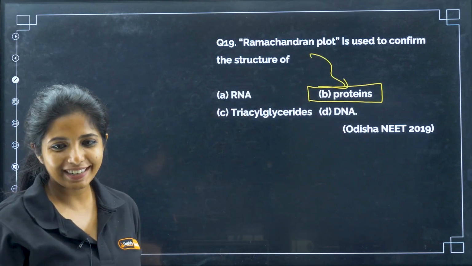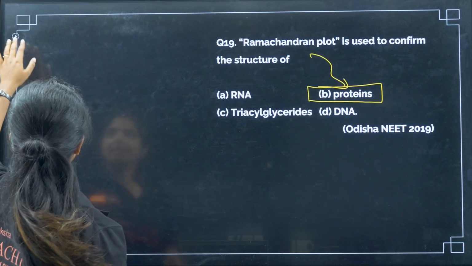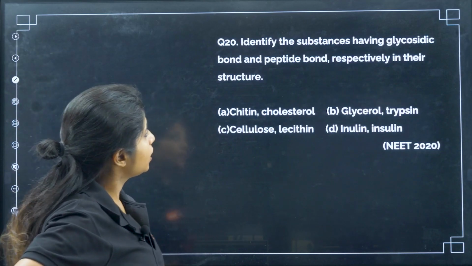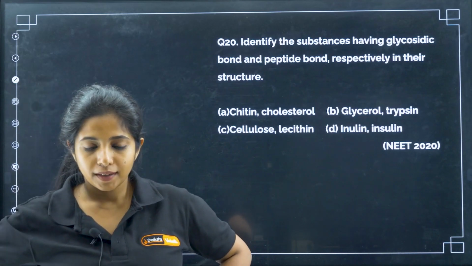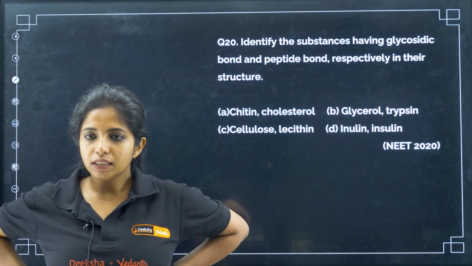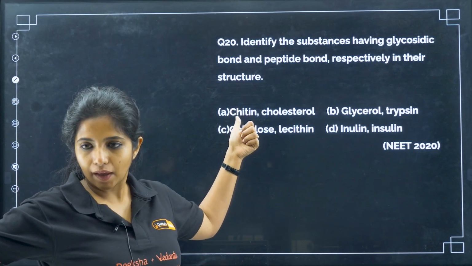Not RNA, not triglycerides, not even DNA. Okay? Next. Identify the substances having glycosidic bond and peptide bond respectively in their structure. Glycosidic bond and what? And you need peptide bond also. So chitin is okay, it will be having what?